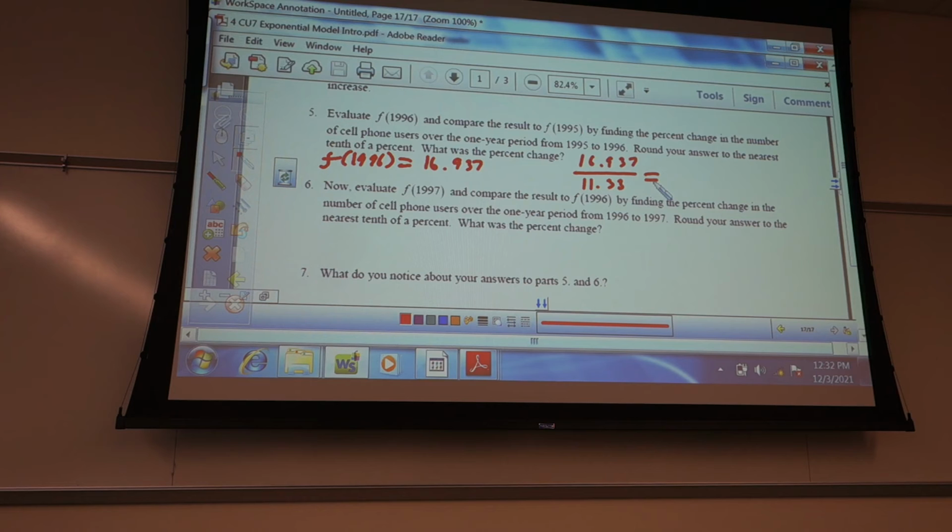Everyone guess what you think you're going to get. What do you think you're going to get? 1.5, maybe 1.5-ish. Specifically, you should get... What's my growth factor? Everyone find the growth factor.